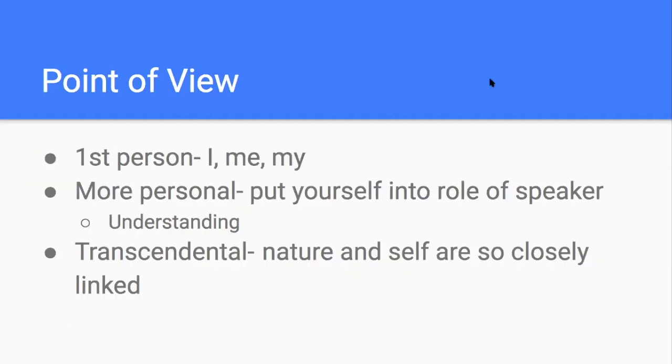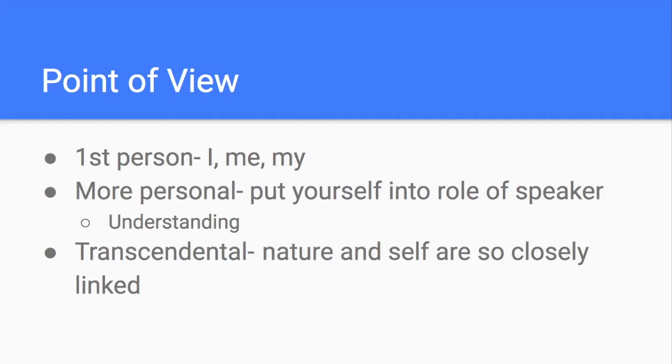Point of view in this is first person, like I talked about, I, me, my. And the reason for it, answering the questions from yesterday, it's more personal. You can put yourself into the role of the speaker. It gives you a greater understanding of what that speaker's feeling in a way that maybe third person, sort of detached roles, he, she feels like this, you wouldn't feel as deeply.